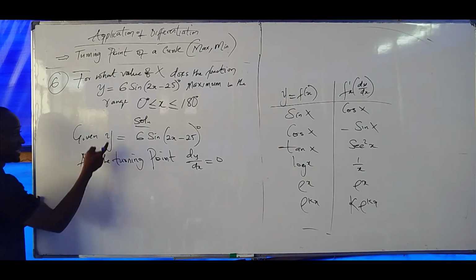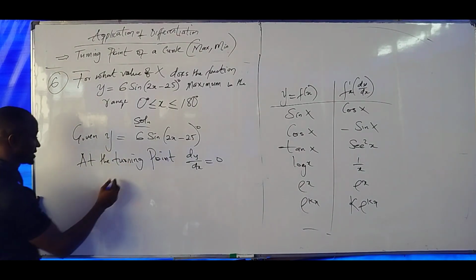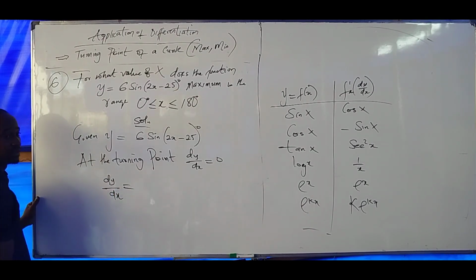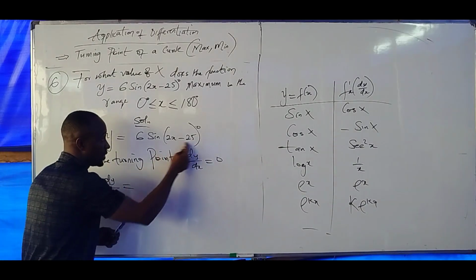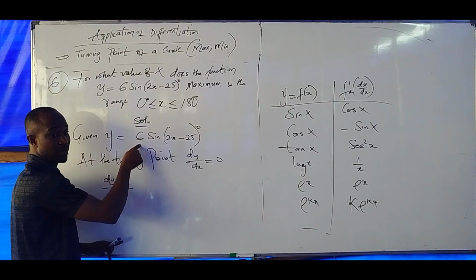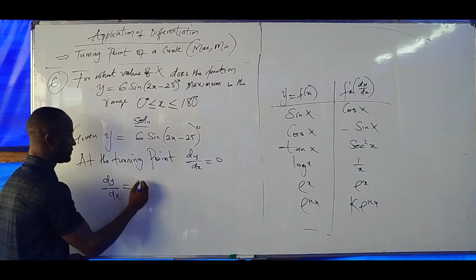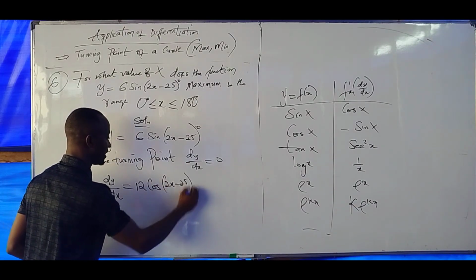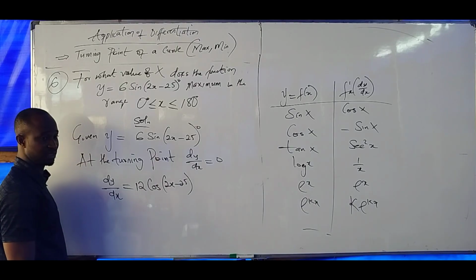It means I'll differentiate this with respect to x. So what do you have? dy/dx equals, differentiate this function, what do you have here? So it's 2. 2 times 6 is 12. Yes, 12 cos(2x minus 25). Do you get the gist?